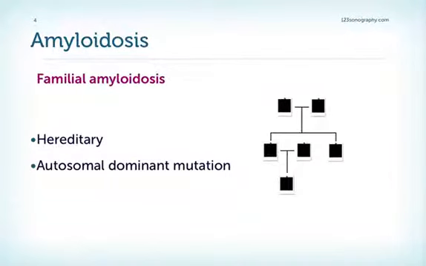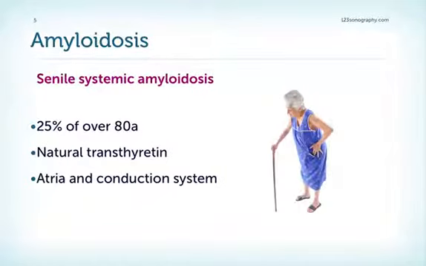We then have the familial amyloidosis, which is a hereditary disease which is caused by an autosomal dominant mutation. The senile systemic amyloidosis, which is common in patients over 80 years. Over a quarter of patients over 80 have at least some form of senile systemic amyloidosis. It involves the native transthyretin, and it also involves the atria and the conducting system of the heart.